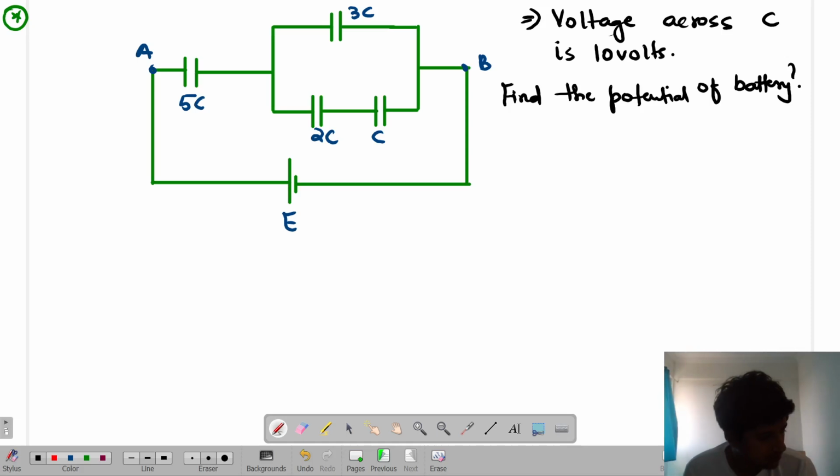Voltage at C, it is 10 volts. Yes, at C it's 10 volts.